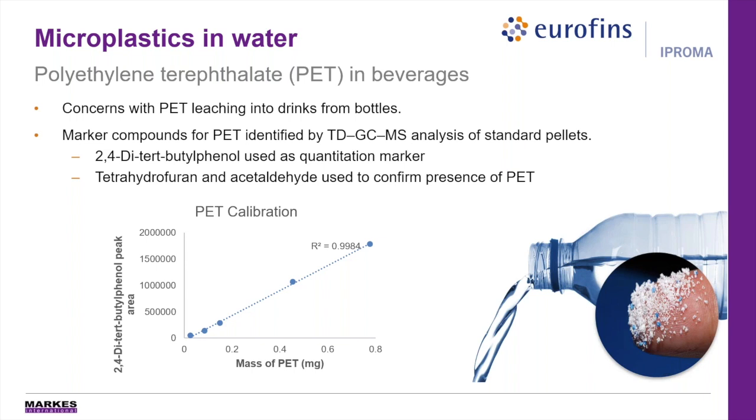So what Eurofins have done is they've identified marker compounds for the PET, which they've identified by placing standards of PET pellets into the direct desorption tube and then heating them with the thermal desorber. Now, what they found is that you can use 2,4-ditertiary butyl phenol as a quantitation marker, which will tell you how much PET is in your sample. And then you can use tetrahydrofuran and acetaldehyde to confirm the presence of the PET as well.